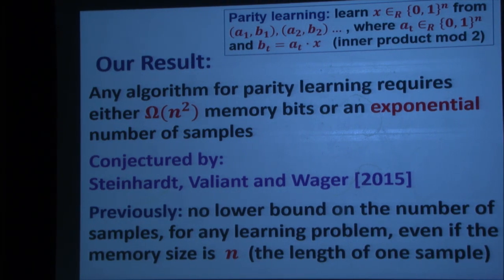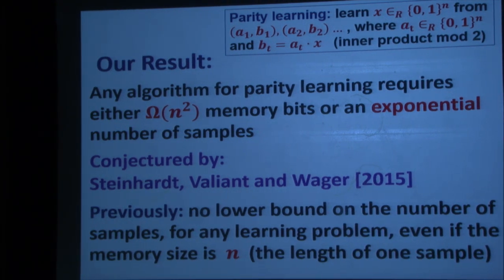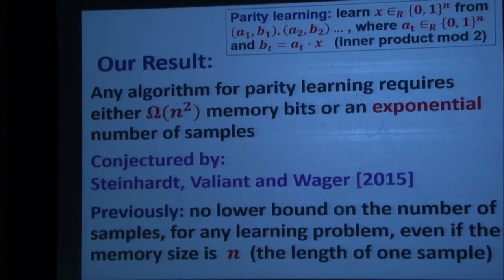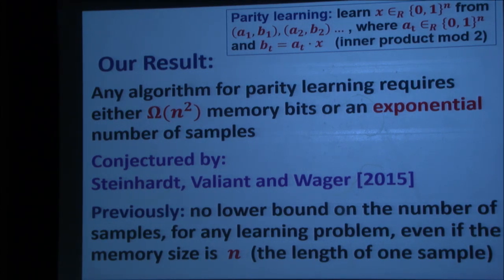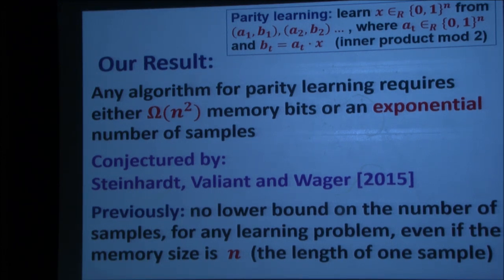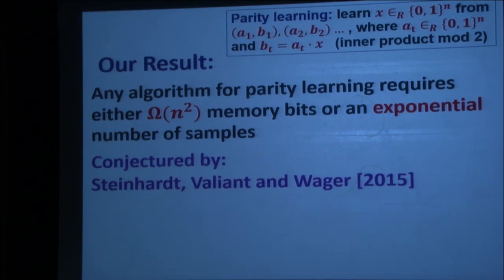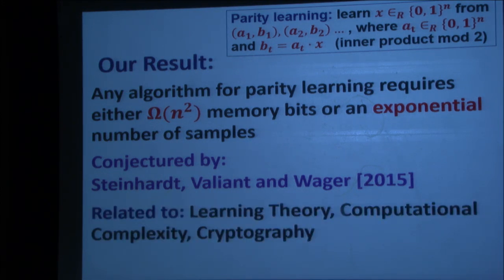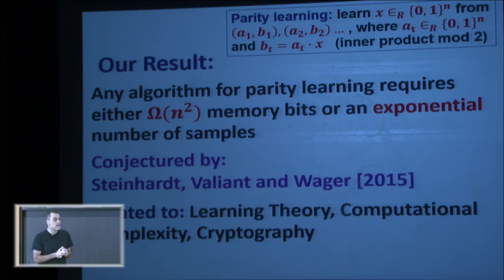And this was the case for any learning problem, not only for parity learning. So there was no non-trivial lower bound, even if the memory size was bounded by n or 2n, depending how you define it exactly. What I wanted to say is that this result might be related to learning theory, complexity theory, and cryptography.